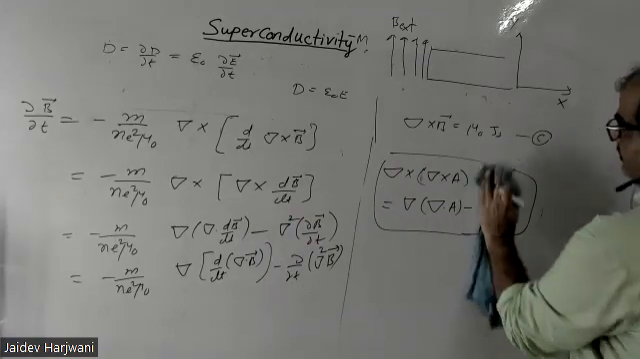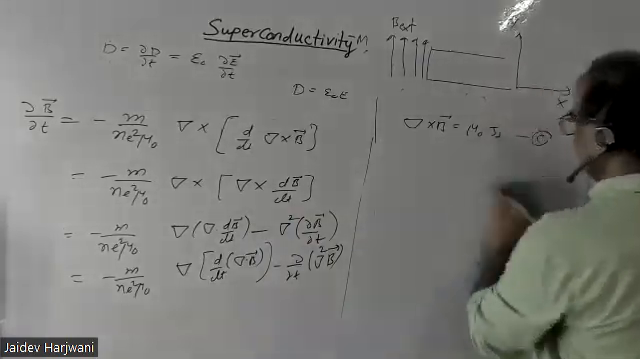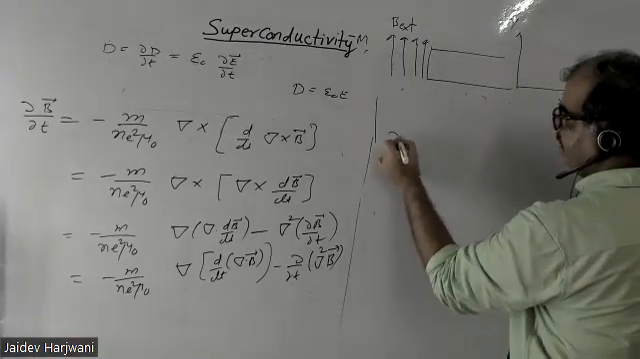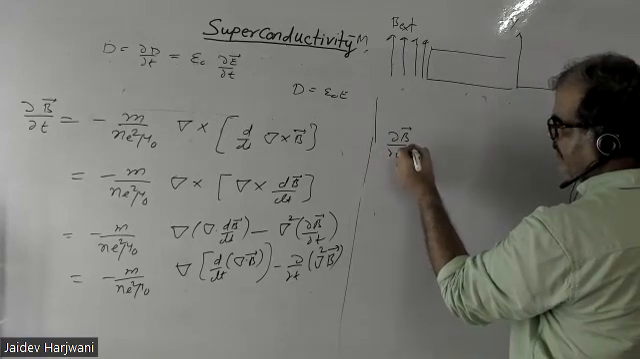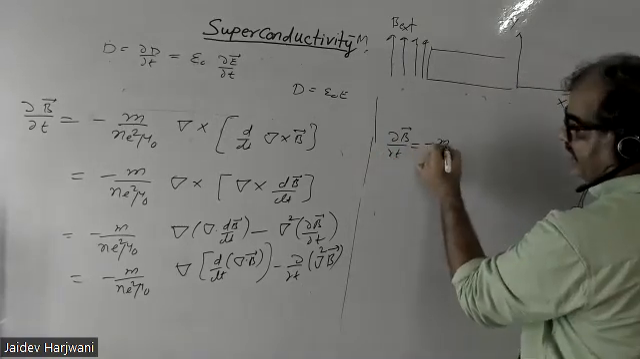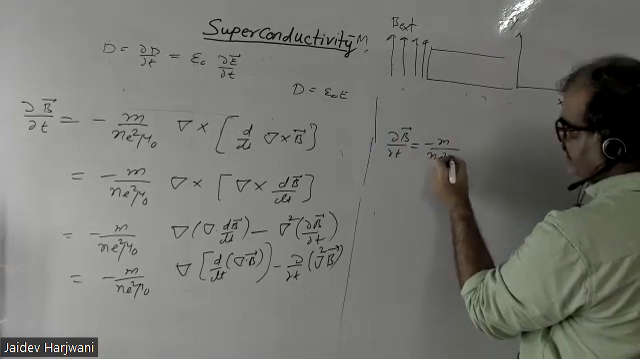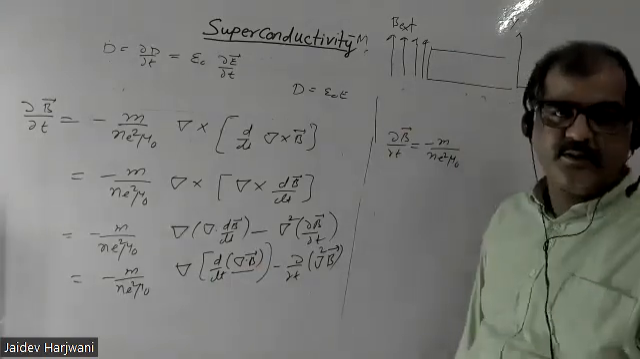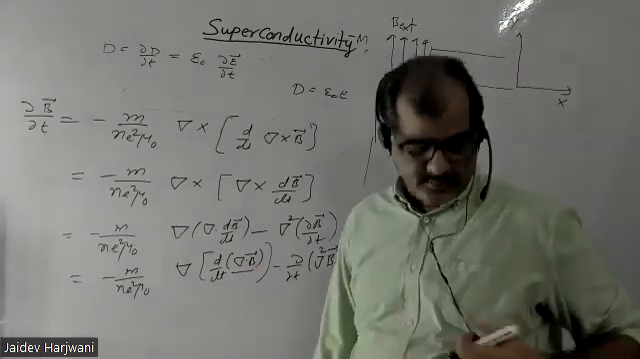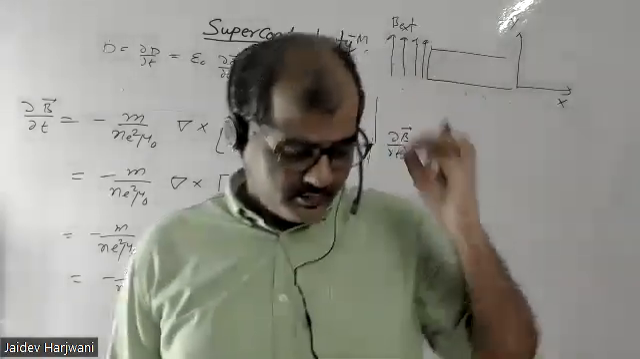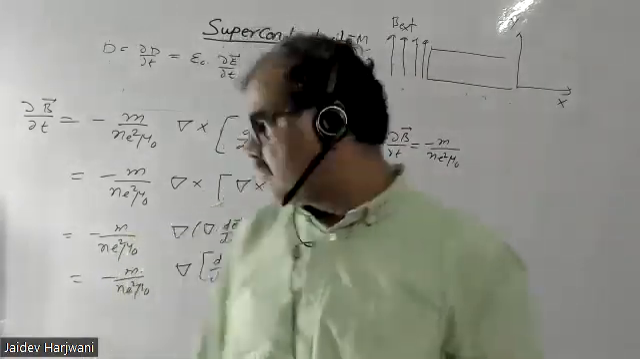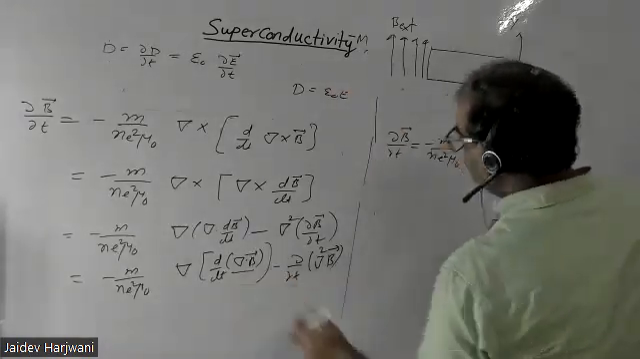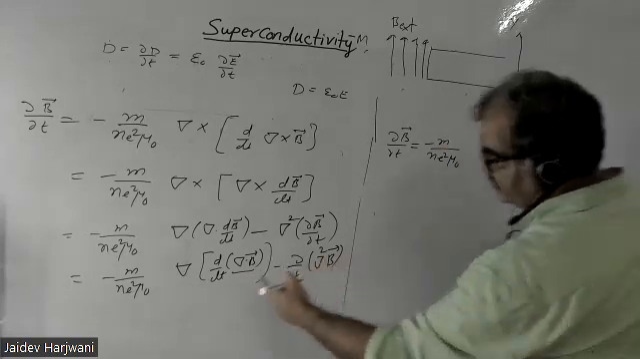Okay, now if you solve this one further, this will give me del B upon del t minus m n e squared mu naught. Now what is the value of del dot B? Zero. Why? Because monopoles do not exist, the third law of Maxwell. Second or third, whatever you want. So del dot B is zero, so this term becomes zero.